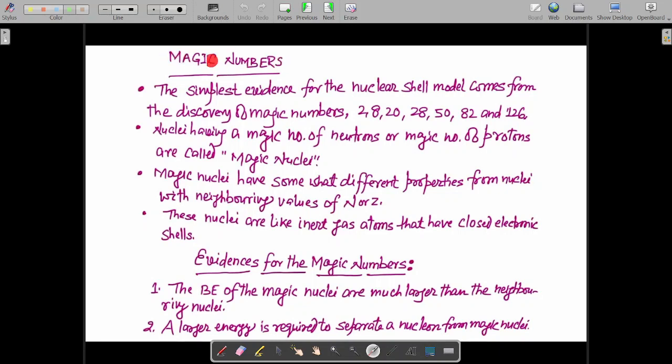Now we will learn about magic numbers, the simplest evidence for the nuclear shell model. We will learn about the nuclear shell model in much detail, so don't worry about how to write the nuclear configuration and all those things. We are going to learn each and every concept very properly and in a very lucid manner.